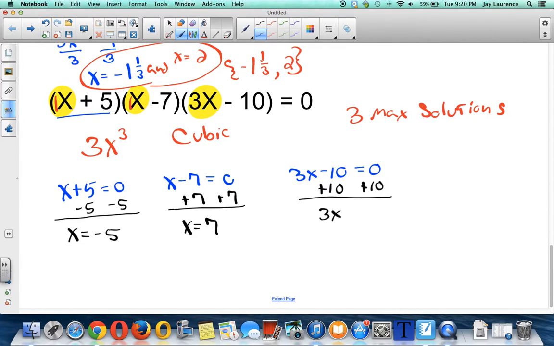And we're going to add 10. And we'll get 3x equals 10. X is not alone. Divide by 3. X will equal 3 1/3. So my solutions are negative 5, 3 1/3, and 7. There you go. There were 3 solutions.